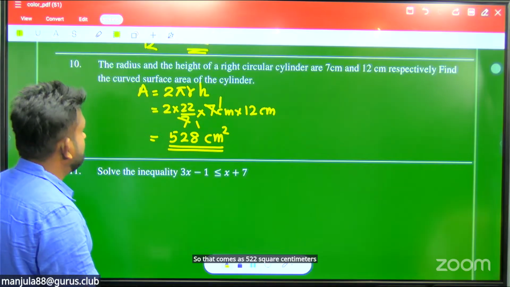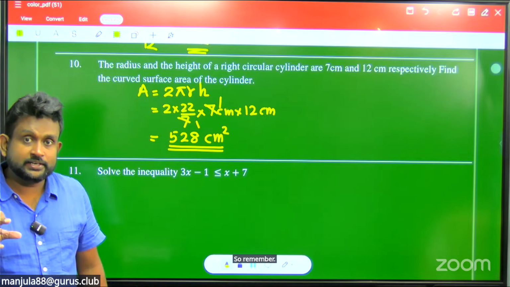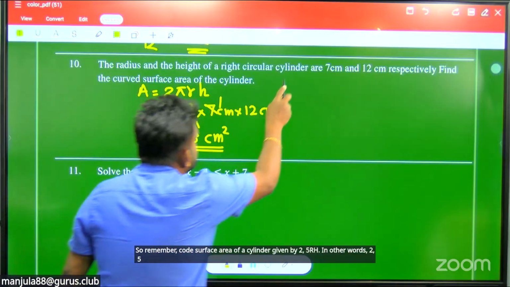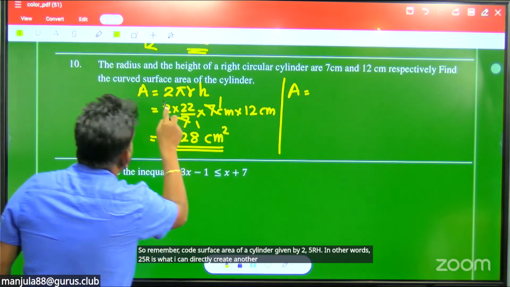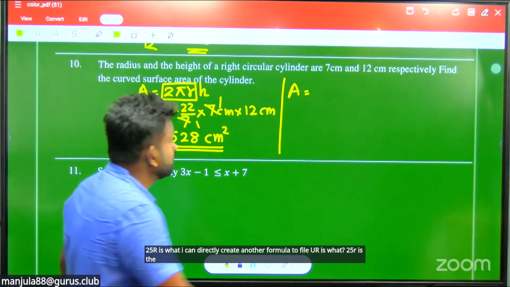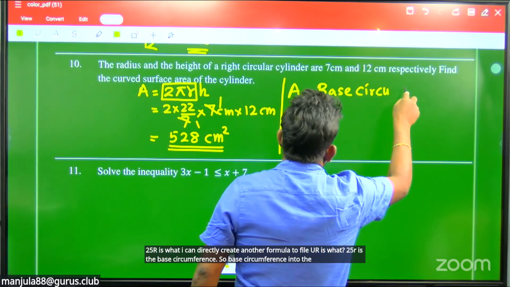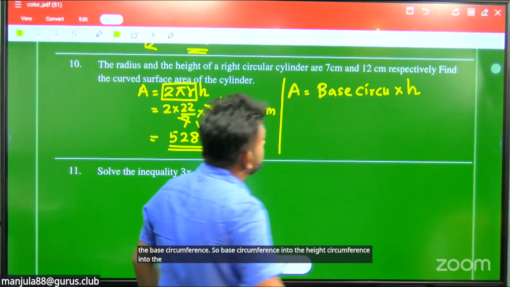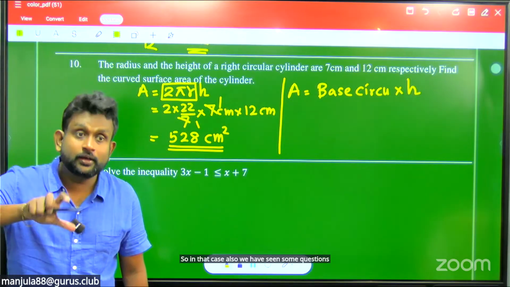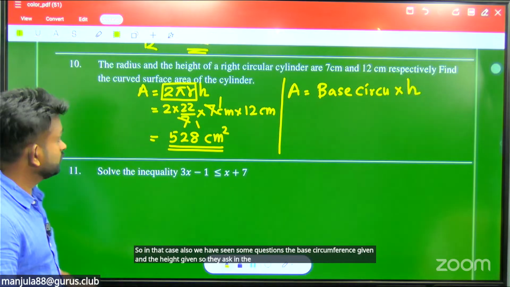So what is the formula? Remember, the curved surface area of a cylinder is given by 2πrh. In other words, 2πr is what? I can directly create another formula. 2πr is the base circumference. So base circumference into the height h. In that case also we have seen some questions: the base circumference is given and the height is given, so they ask for the curved surface area.